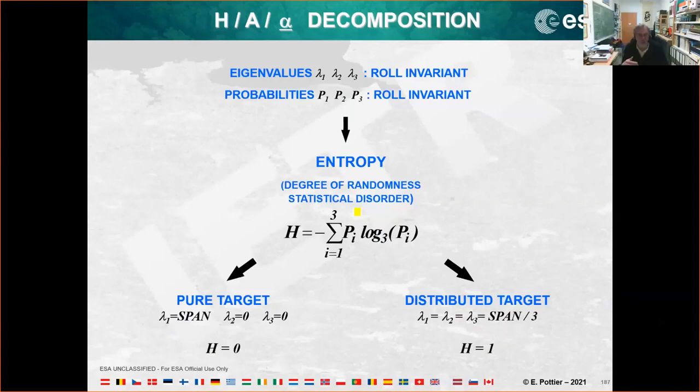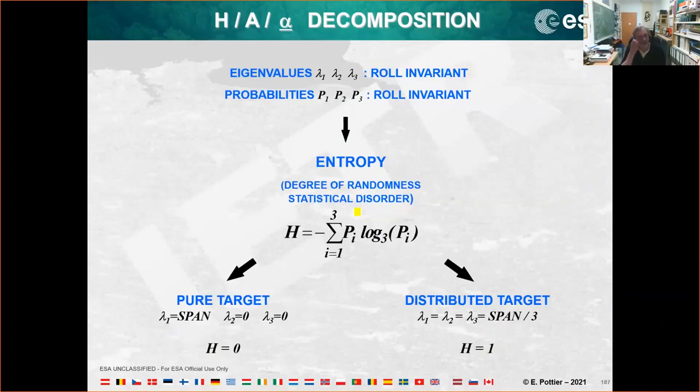Okay. So we extend this definition to our case because this entropy is defined from probabilities, and we have probabilities constructed from the eigenvalues. And so we derive this relation: entropy is equal to minus the sum of the probability multiplied by the logarithm in base 3 of the probability. If we have a look at this parameter, it varies between 0 and 1.